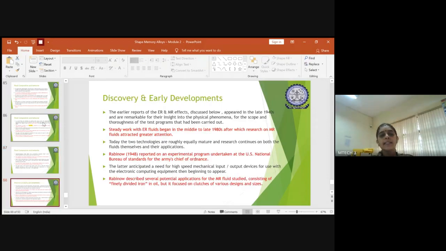In the next class, we will be dealing with the second mechanism, which is discovery and early development. We will discuss what the researchers have done until now related to smart fluids, how the researchers started, what they invented, what was achieved right from the 1940s, and what developments were associated with ER fluids. We will do this in the next class.